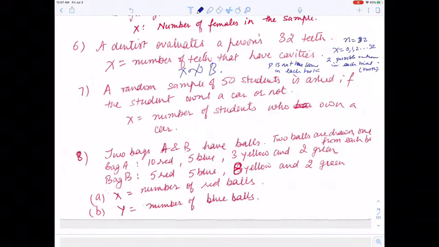X is number of students who own a car. So how many students can own a car out of 50? 0, 1, 2, all the way up to 50, discrete variable. For each student, what is the question being asked? Do you own a car or not? So either yes or no. That means 2 possible outcomes in each trial.